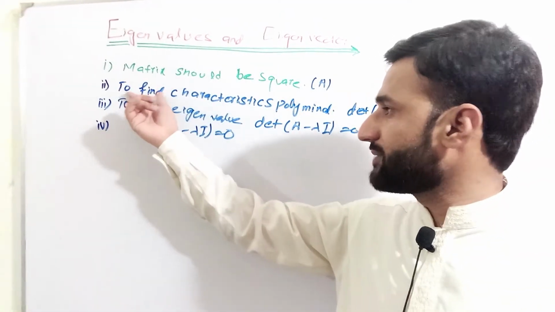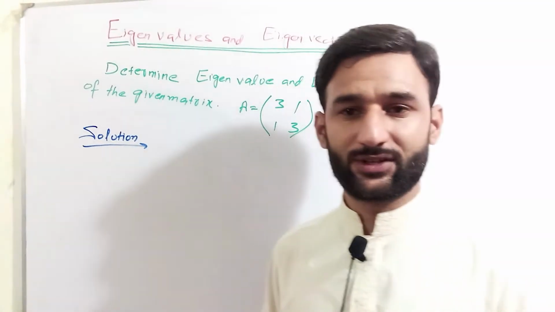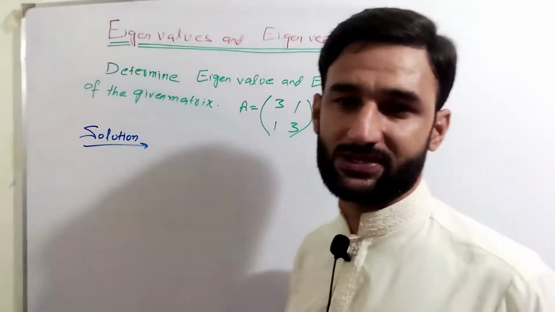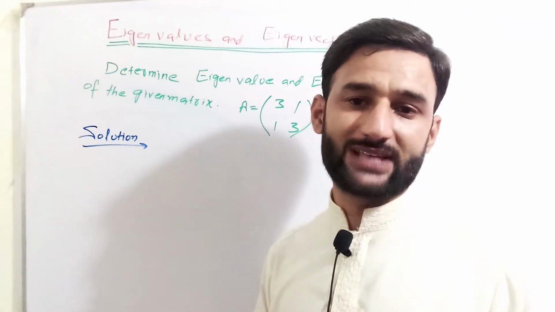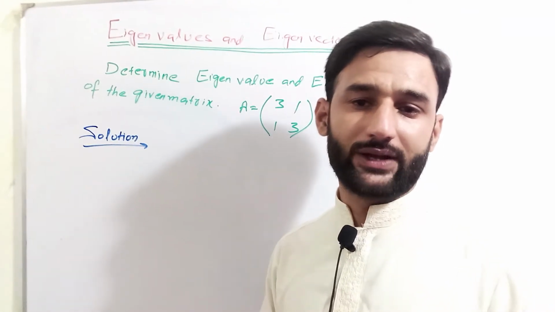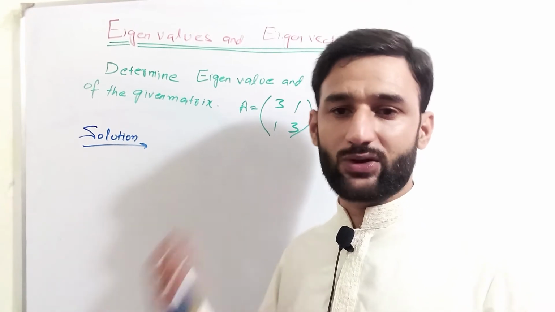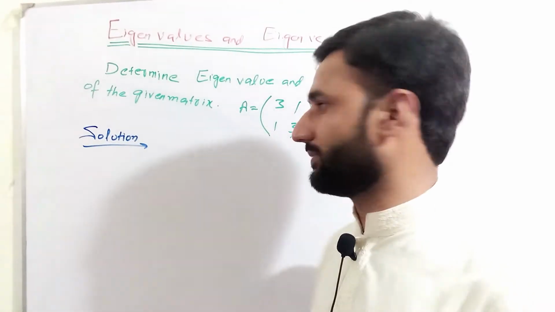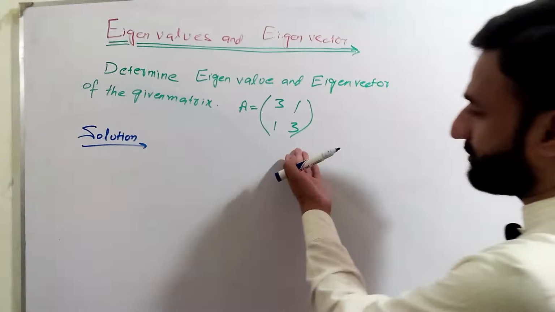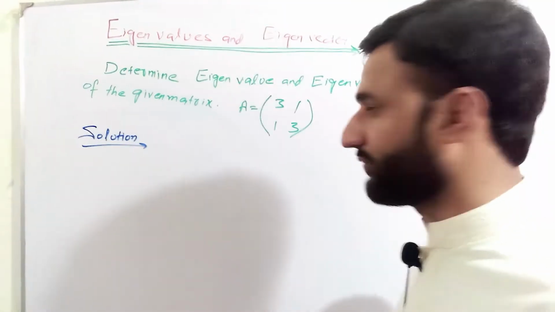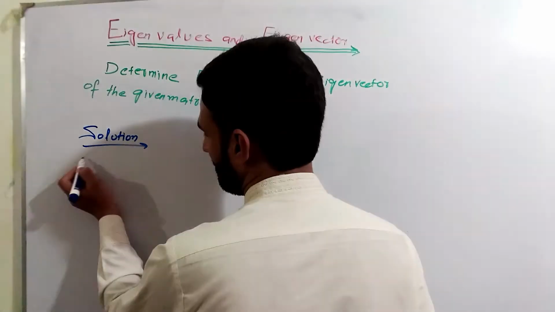Number two is important. Alright, now we choose an example. For example, we have this matrix. Now we choose this example and try to solve this equation and find out the eigenvalues and eigenvectors of the given example. So, the first step, you have already mentioned that if the matrix is square, first we find out the characteristic polynomial.